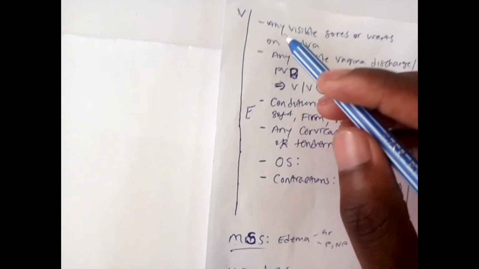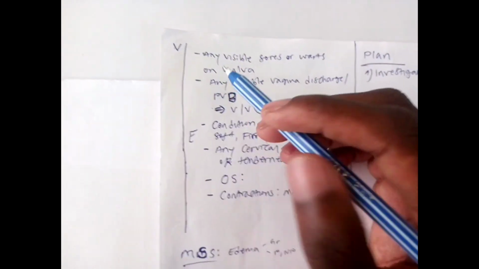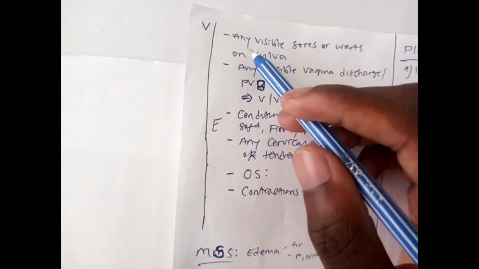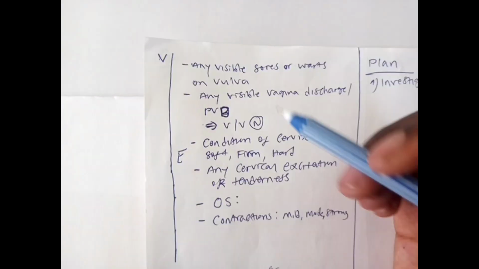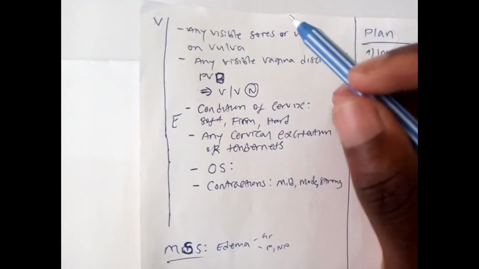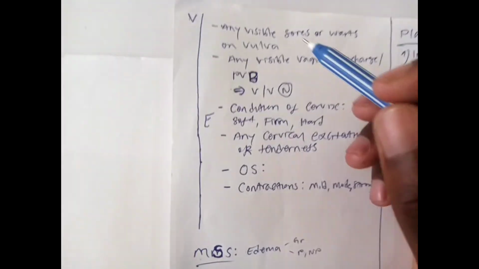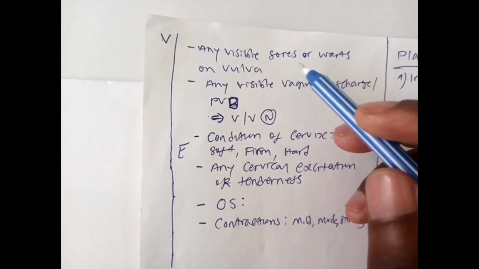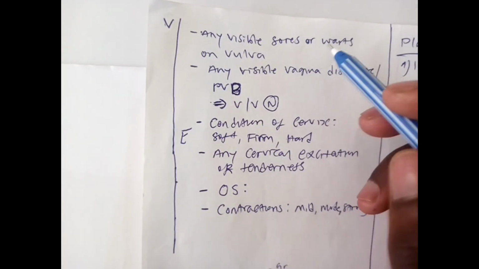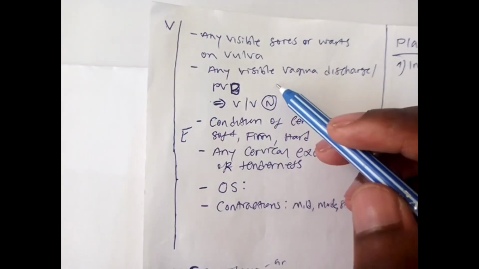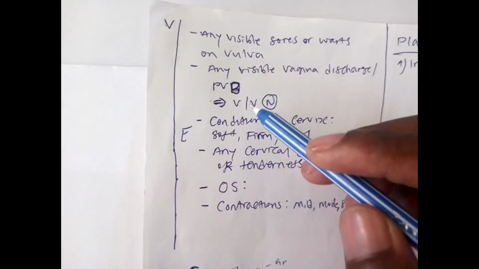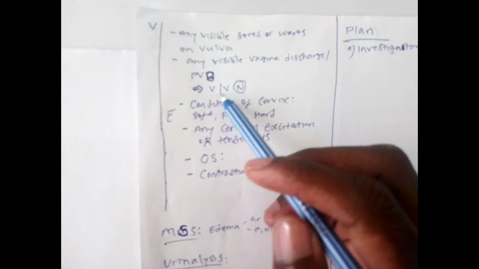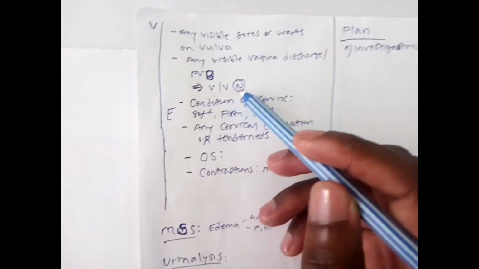You have to know why you're doing VE and whether it is actually indicated. But in most patients who present with gynecological or obstetric conditions, of course you can do it. The things you note are any visible sores on the vulva, visible vaginal discharge, PV bleeding. If the vulva and the vagina are normal, that's how people indicate "V/V normal."